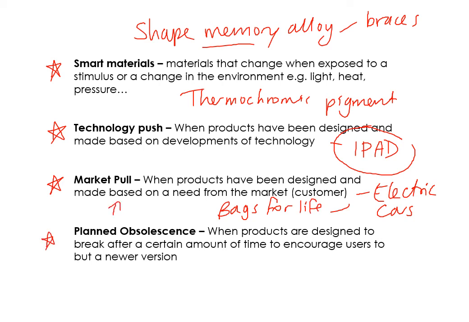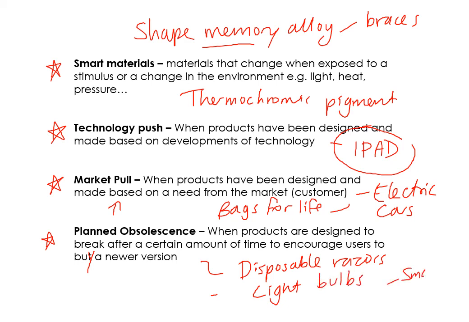And the last one, planned obsolescence. This is when products are designed to break after a certain amount of time, and this encourages you to buy a newer version. So things like disposable razors, they go blunt after a certain amount of time. You throw them away, you buy more. Light bulbs, and also to some extent smartphones. They kind of become obsolete because of updates and things like that.